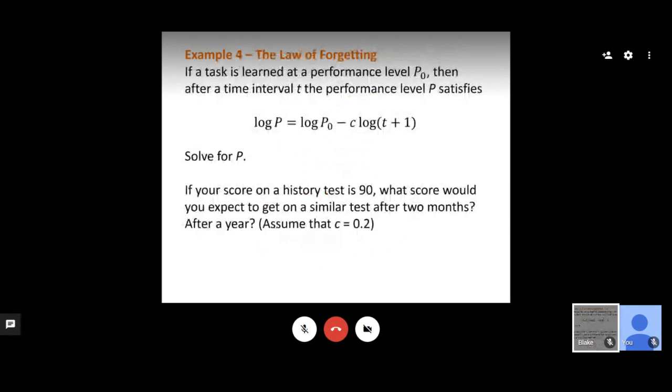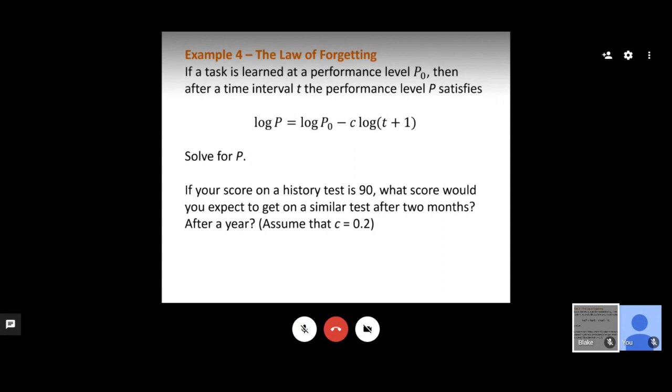All right, so now the law of forgetting. If a task is learned at a performance level P sub 0, so that's basically what we knew when we first learned it, our initial learning, then after a time interval T, the performance level P is going to satisfy this equation. The first thing we're asked to do here is solve that equation for P, and then once we know that, we'll use that to answer the question at the bottom here.